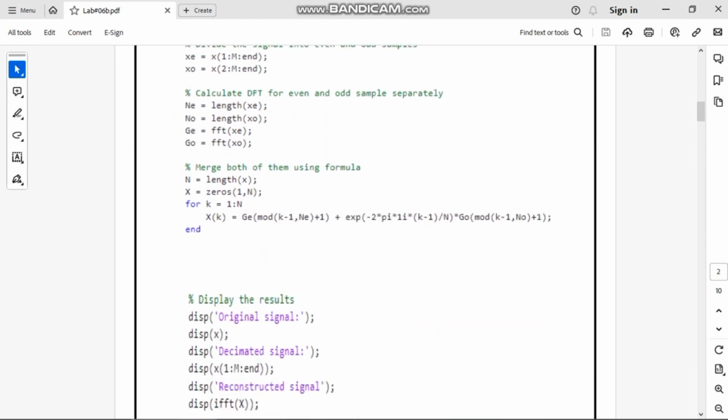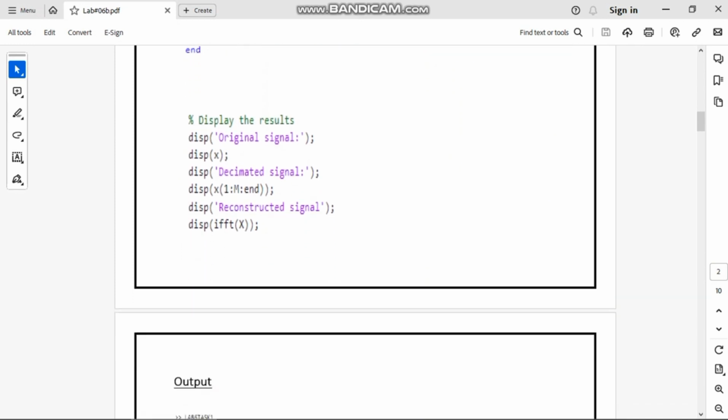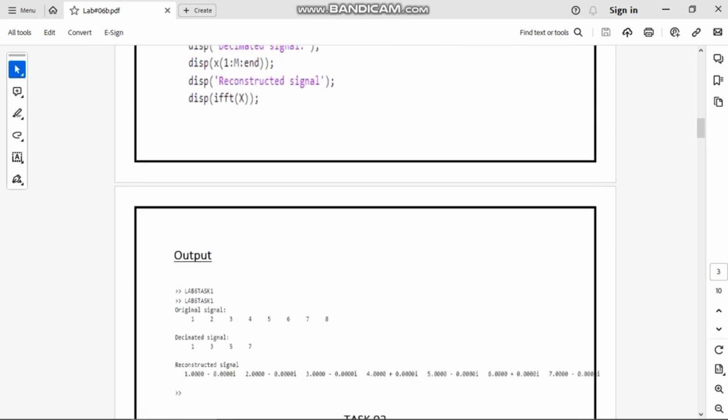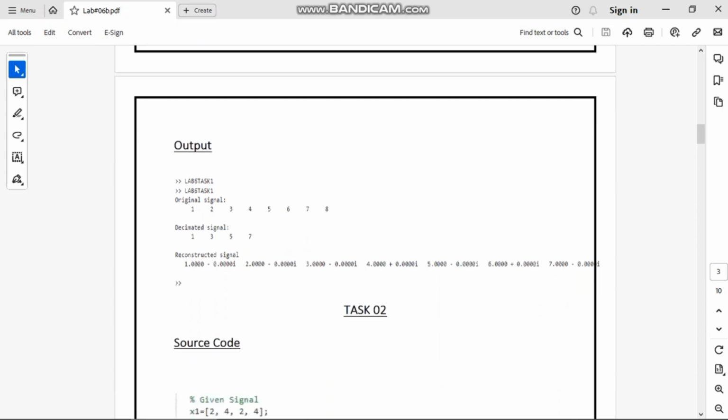Then merging both of them using the formula, where n is equal to length of x, x is 0, 1, and then using a for loop, and at the end displaying the results, which are display original signal, display decimated signal, and display reconstructed signal. The following is its output, where first of all it is the original signal, then it is a decimated signal, and this one is a reconstructed signal.